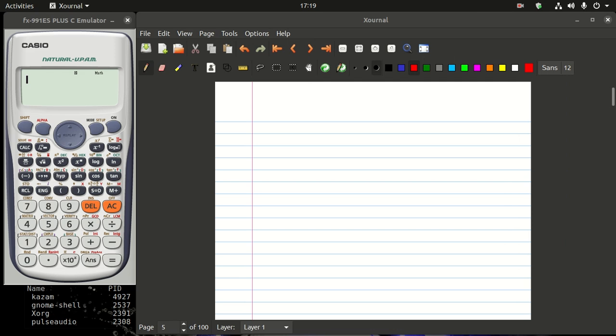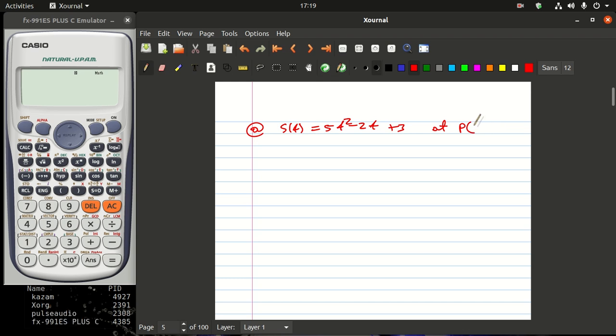So let's deal with these problems here. What are we looking for in A? We have our s of t, which is equal to 5t squared minus 2t plus 3 at some point P, but now we're given that point, the t value, the x value is 2.